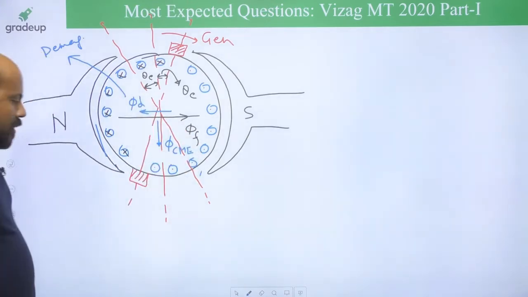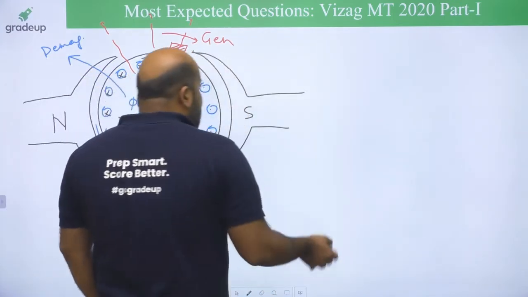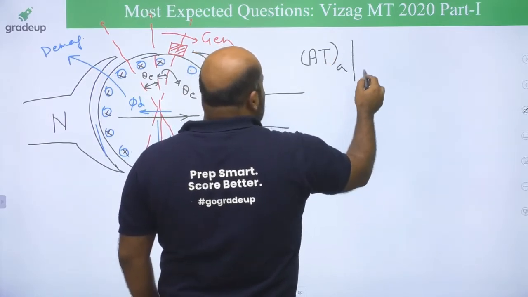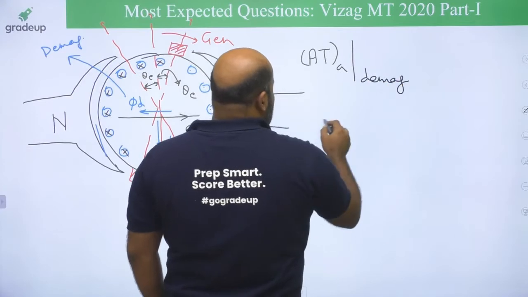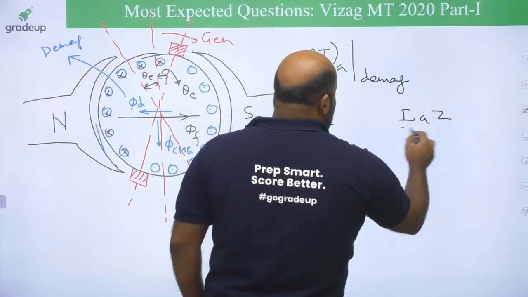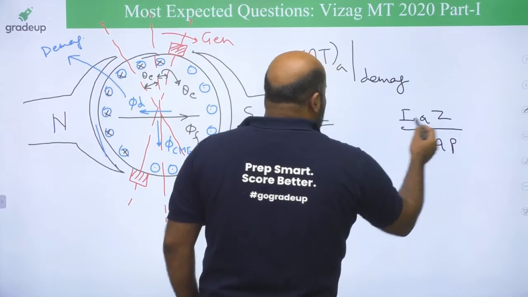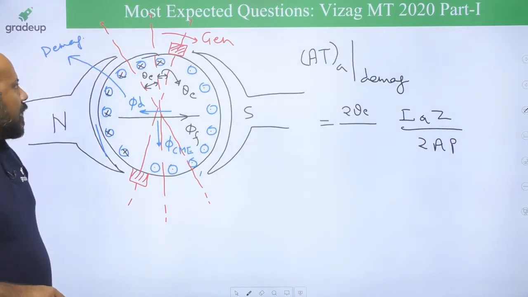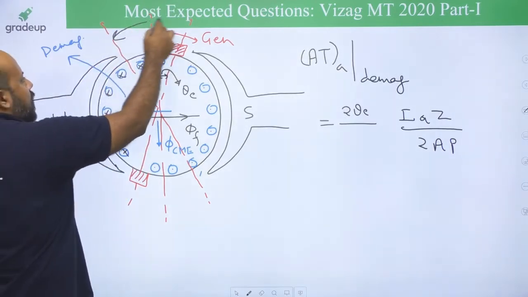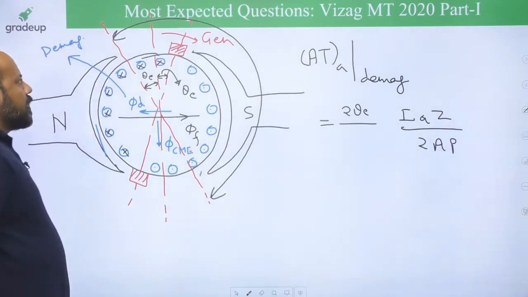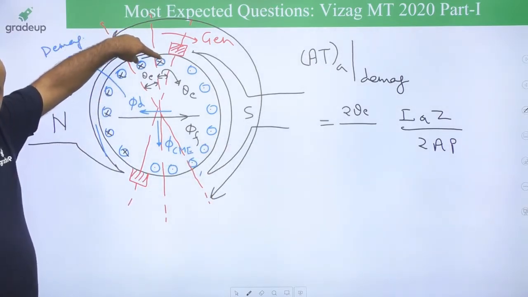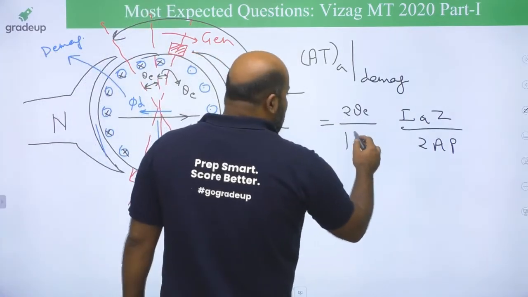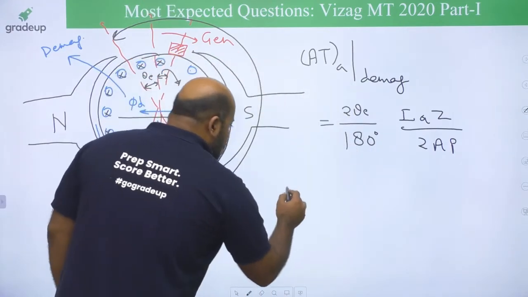Are you getting this? So if you have to find the ampere turns of the armature winding with reference to, suppose you want to find for demagnetizing. What is the total ampere turns of the armature winding? IAZ upon 2AP, we have just seen. Now only 2 theta electrical angle is going to give you the demagnetizing effect. Out of this 180 degree, only 2 theta angle is going to give you demagnetizing effect. So it is going to be 2 theta E upon 180 degree electrical. This is the formula you have to use.